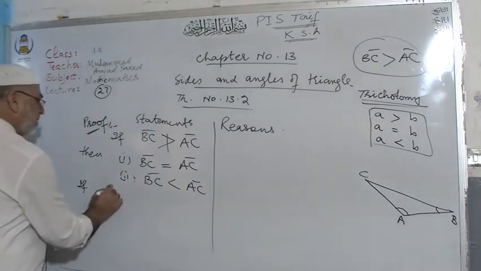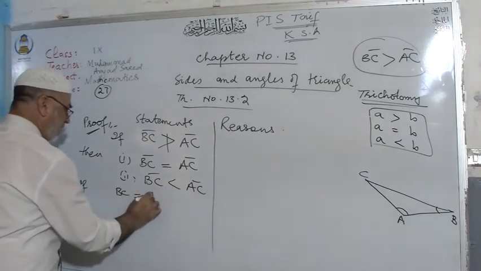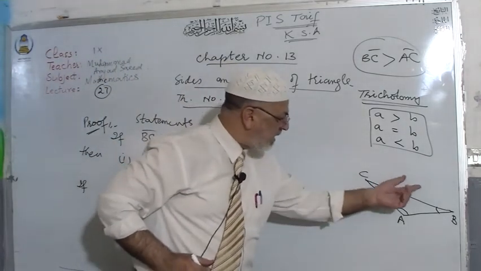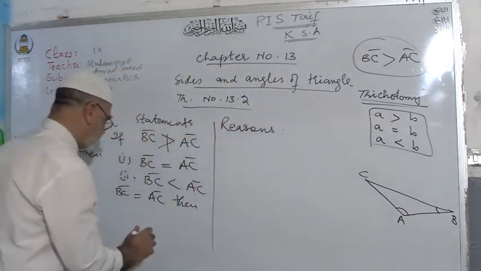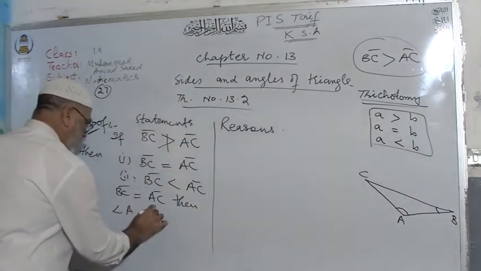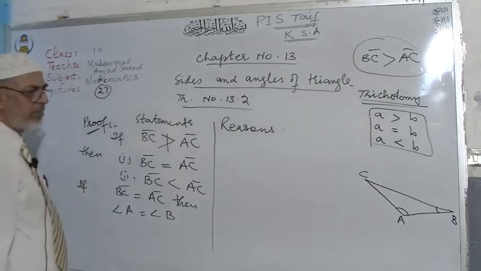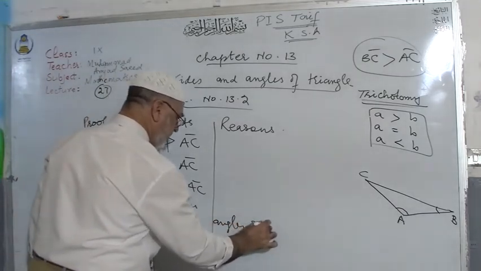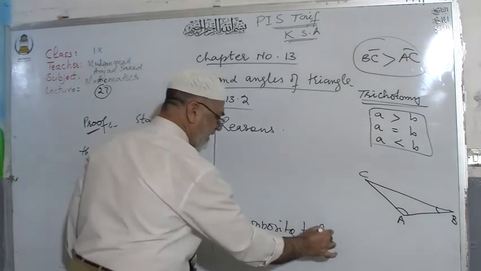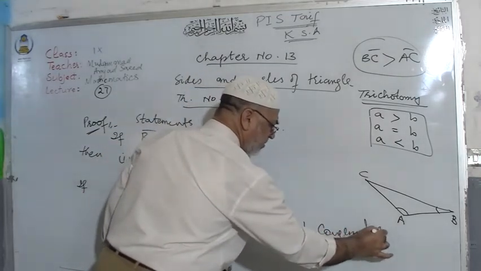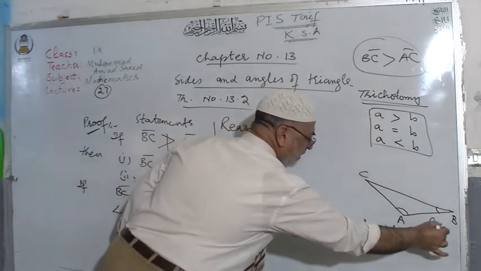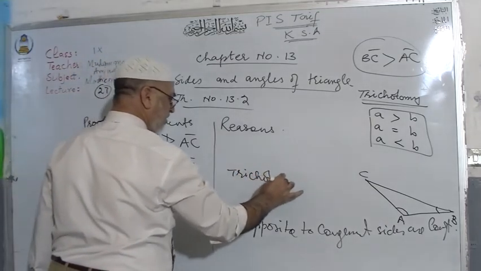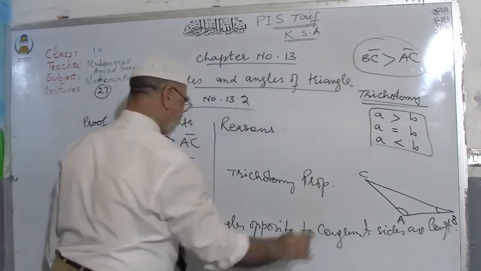If BC is equal to AC, according to the previous theorem, then angle A is equal to angle B. Angles opposite to congruent sides are congruent. And this is the trichotomy property.